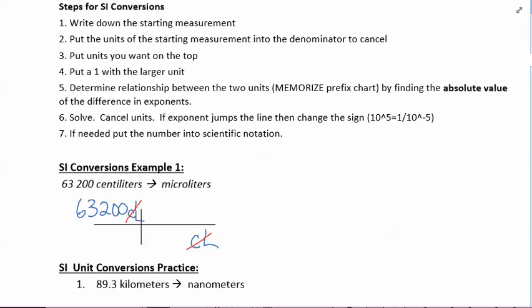So the next step, we want to put the units that we want on the top. So in this problem, we want microliters, and we're going to write our very first mu, and then liters next to it.